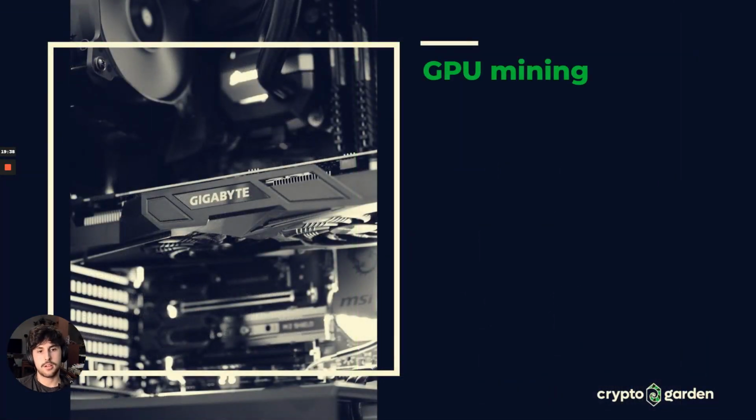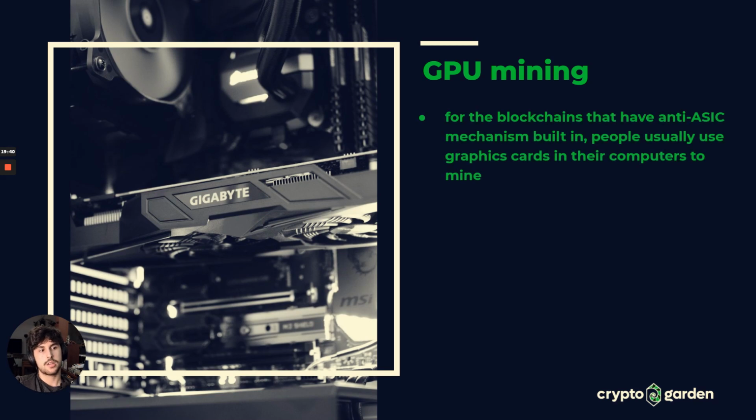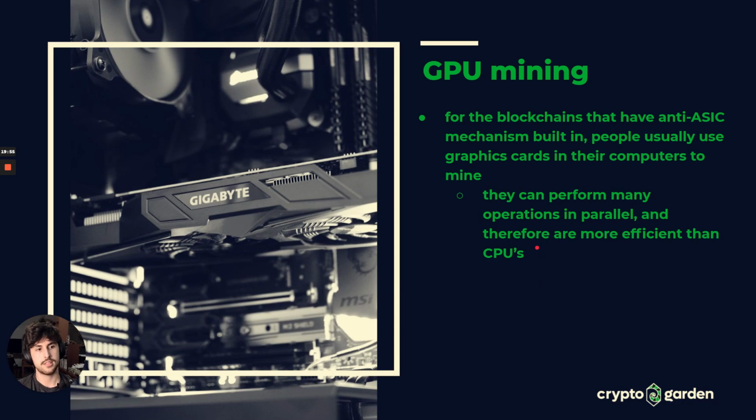Well, let's talk about GPU mining then. For the blockchains that have anti-ASIC mechanisms built in, people usually use the graphics cards in their computer, like the cards here. Not the CPU, not the processor, but the graphics card. Why? Because those graphics cards can perform many operations in parallel. And therefore, they're more efficient than CPUs for this purpose, because all we are doing is running the same algorithm over and over until we get the right number.